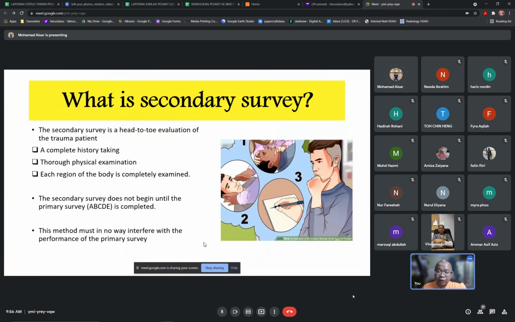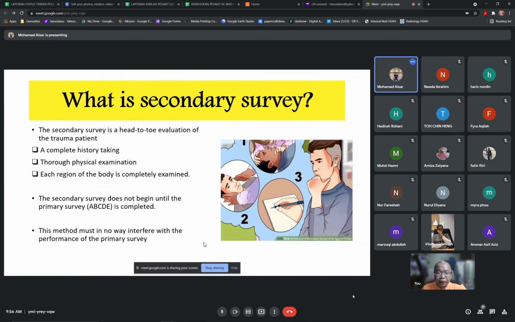Because you are used to the ward, the style is history, examination, investigation. But in the context of trauma, that is out of the window. So you need to ensure the patient survives first. Only then can you take the history. So that's the main role of primary survey.